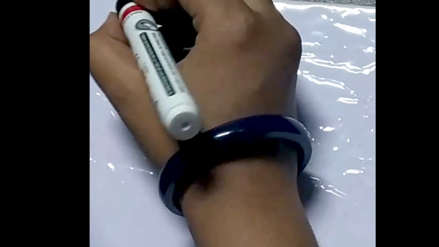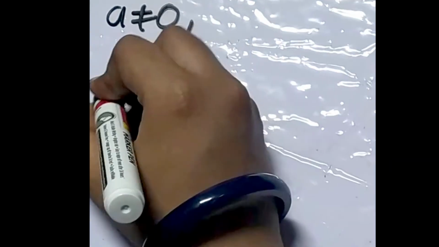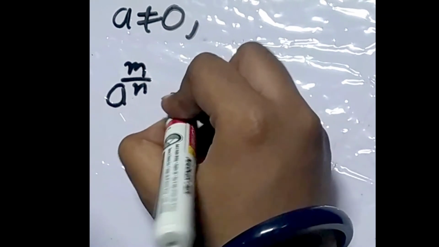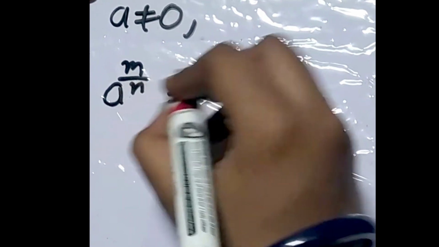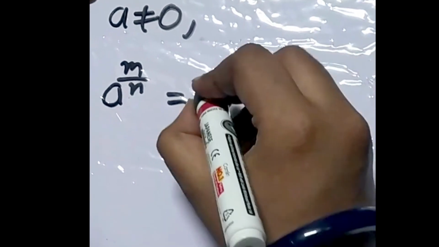The last law, the final one, is: a not equal to 0, then a raised to m by n will be equal to, see, whatever is there in the denominator, that will come here.